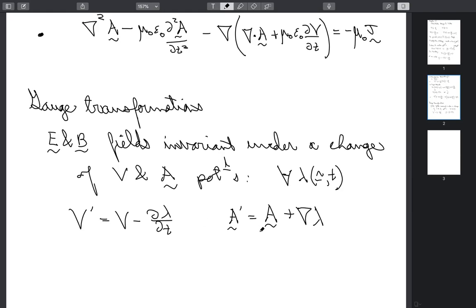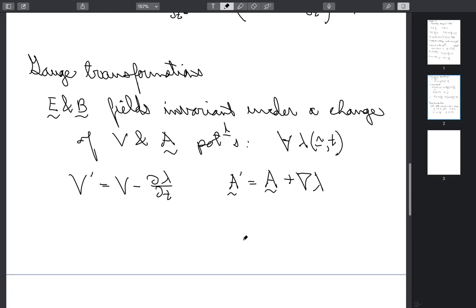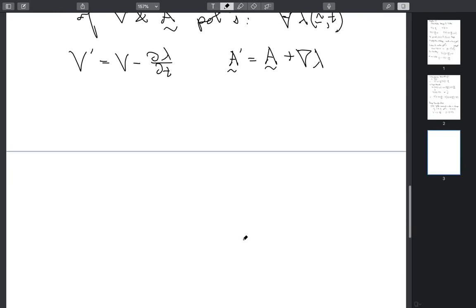But what does that mean? It means actually that by judiciously choosing our lambda, we can set some of these functions to 0, or some combinations of these functions to 0. Okay, so we can discuss two examples of gauge choices.